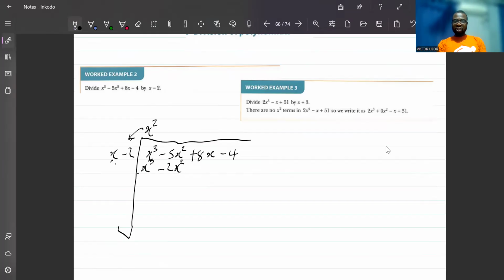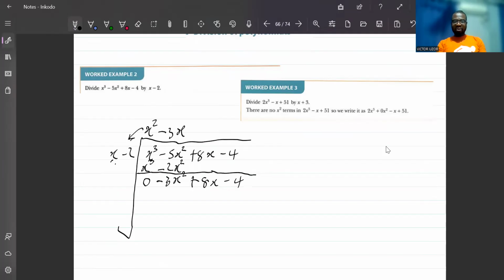What you do now is subtract the second one from the first one. If we subtract it, x raised to power 3 will go, so you have 0. Then minus 5x squared, minus minus 2x squared, since you're subtracting, will give you plus 2x squared. So minus 5x squared plus 2x squared will give you minus 3x squared. You now bring down the other part, 8x and minus 4. Then you divide again by x. Minus 3x squared divided by x will give you minus 3x.